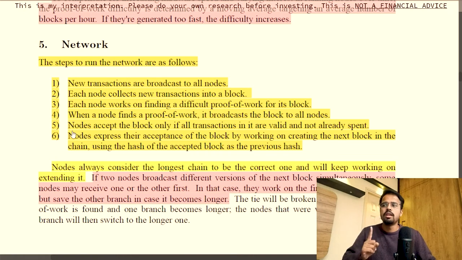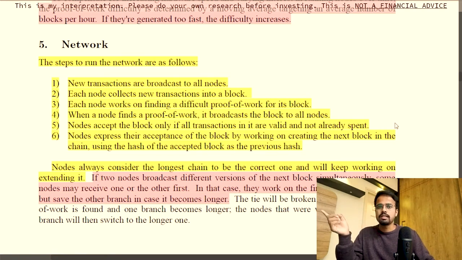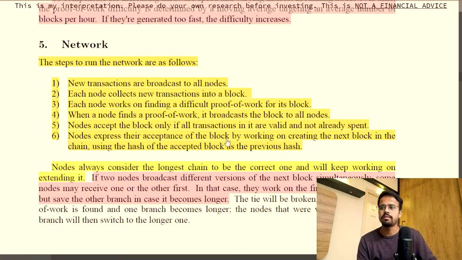Point number five, nodes accept the block only if all the transactions in it are valid and are not already spent. So all the other nodes have to check whether all those transactions are valid, genuine, and there is no double spending error or any other kind of error, and this is not a fraudulent block. Okay, that's what they check. Nodes express their acceptance of the block by working on creating the next block in the chain, using the hash of the accepted block.